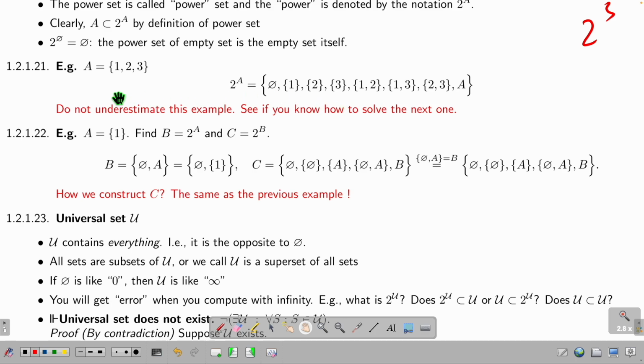And then what? I have 3 elements, so I can pick 2 things. Then I have all the 2-element subsets here. Lastly, I pick all 3 things, which is A itself. This thing is the power set.